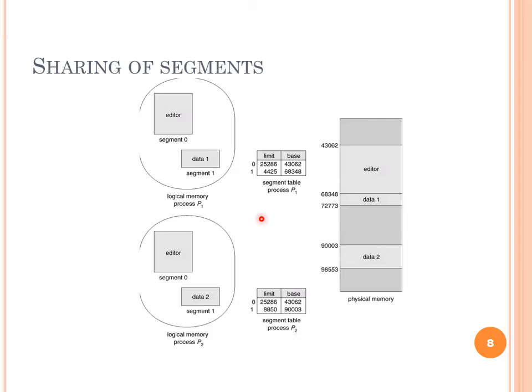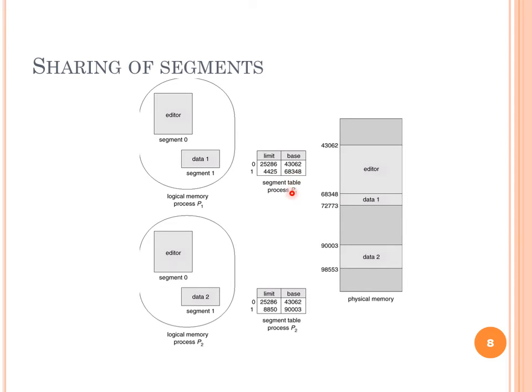Here we have an example for sharing of segments between processes. We have two processes here, P1 and P2. In P1 we have two segments. One is used to store the editor, and the other is the data for process P1. They are stored in segments 0 and 1. We have another process P2 having the editor and data 2. The editor is common here, which is shared between the two processes P1 and P2. You can make out that shared data using the segment table here.